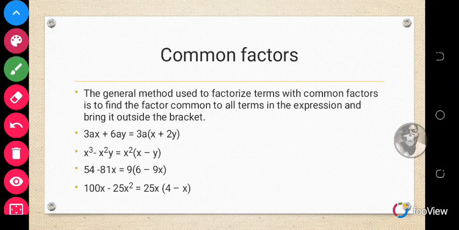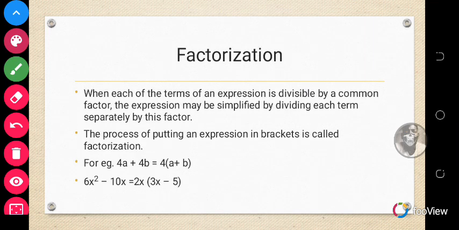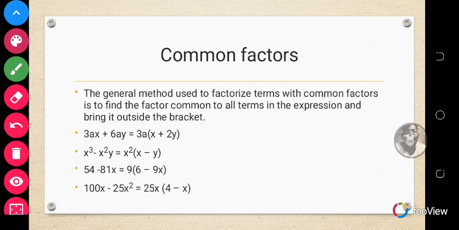So let's look at common factors. Common factors is a way of finding out the factors that are common to all the terms in the expression. Let's look at example 1. You have 3a plus 3ax plus 6ay.